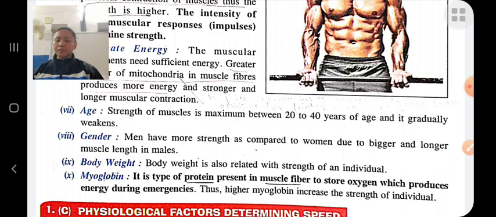If the length of the muscle is more, it will have more strength. Therefore males have more strength as compared to females due to their muscle length. Body weight. Usually persons who are overweight have more strength, they have more power.